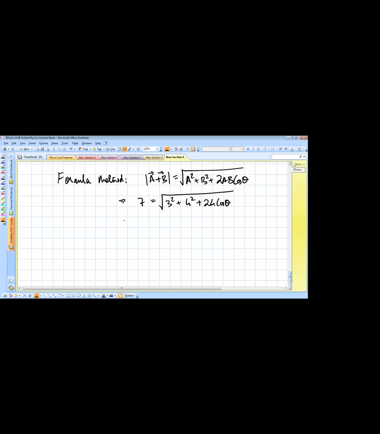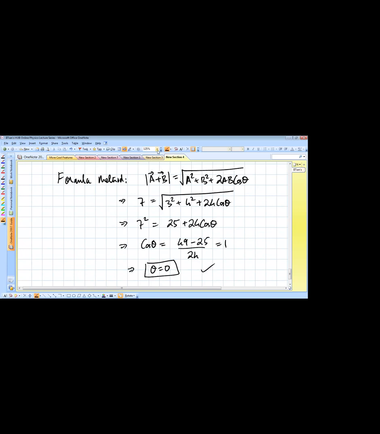Okay. So you square both the sides. So 7 square is equal to 9 plus 16, 25, plus 24 cos theta. So when you solve this, you will get cos theta is equal to 7 square, 49, minus 25, divided by 24. So you get it as unity. So that means that theta is 0. You know that cos theta is 1, or theta equal to 0.